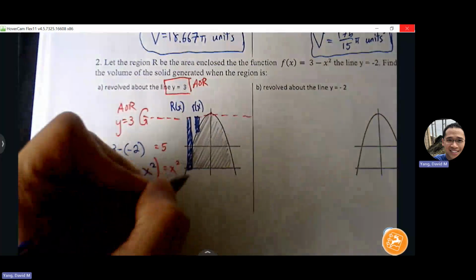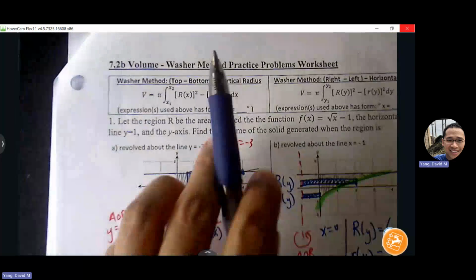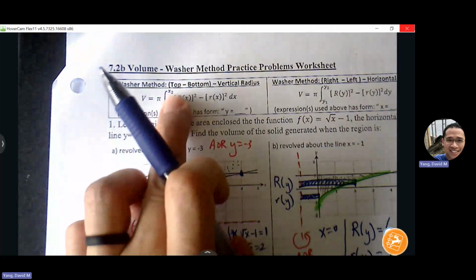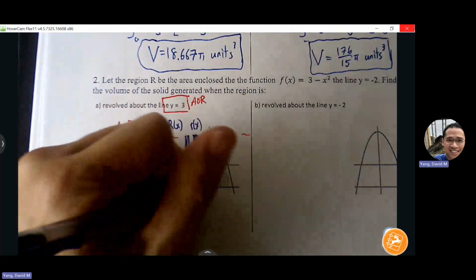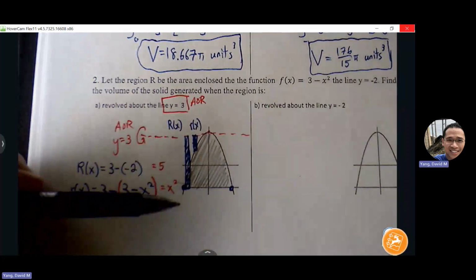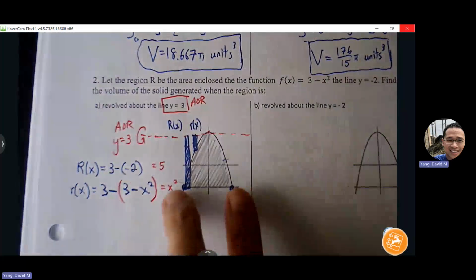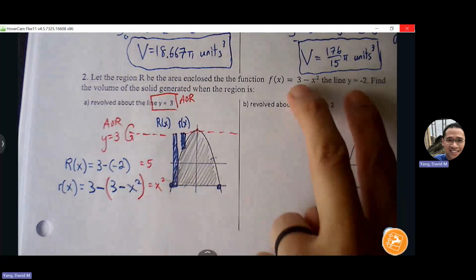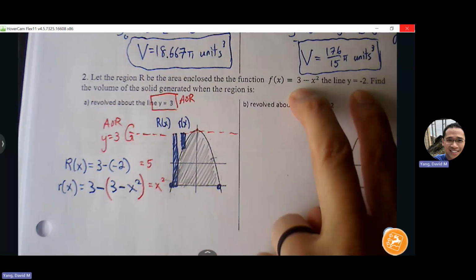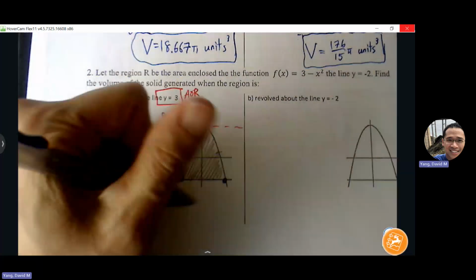We still need to find our boundaries. So everything's in terms of x, so our bounds are also in terms of x. We want to find the furthest left to the furthest right. We're stacking these circular rings from this side all the way to the other side. How can I find these two bounds? Set them equal. Or we can go to our calculator and do second trace intersect. I'm going to solve it by hand since this is easy enough for us to do that.